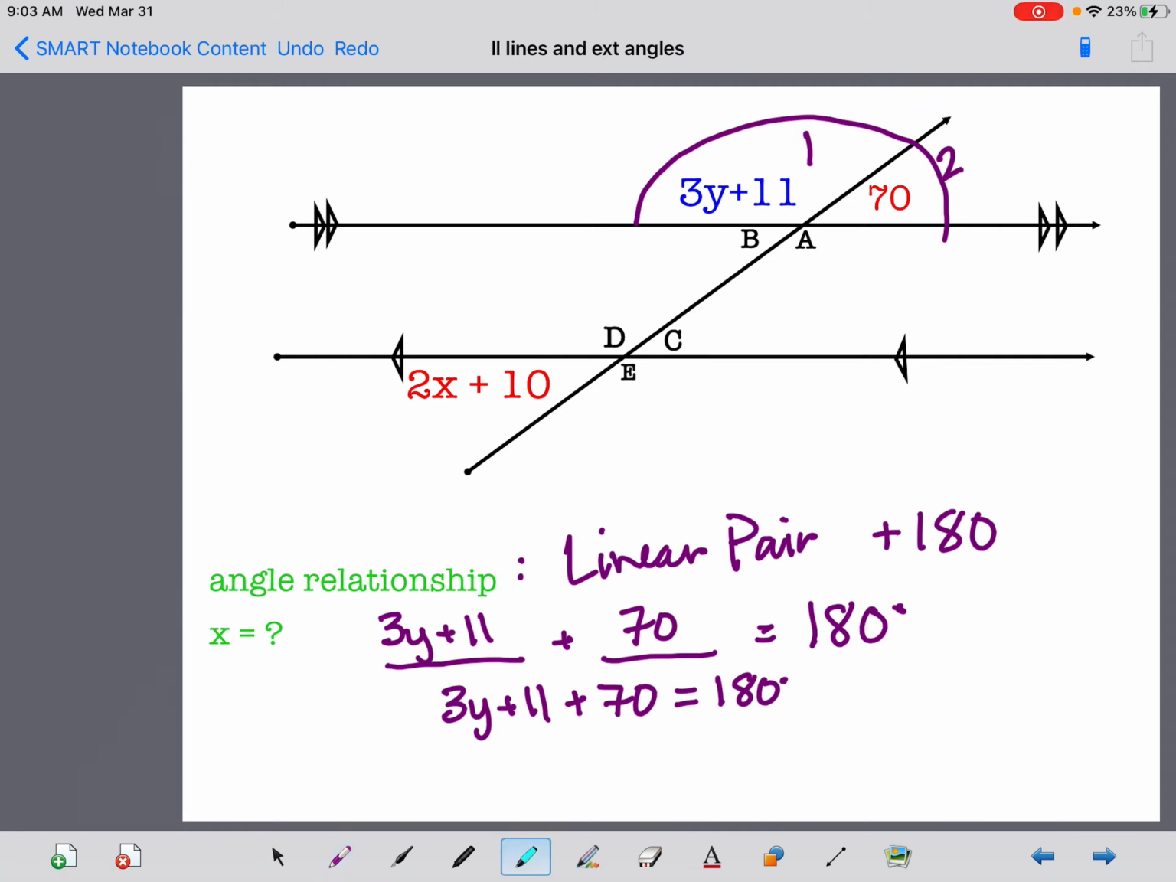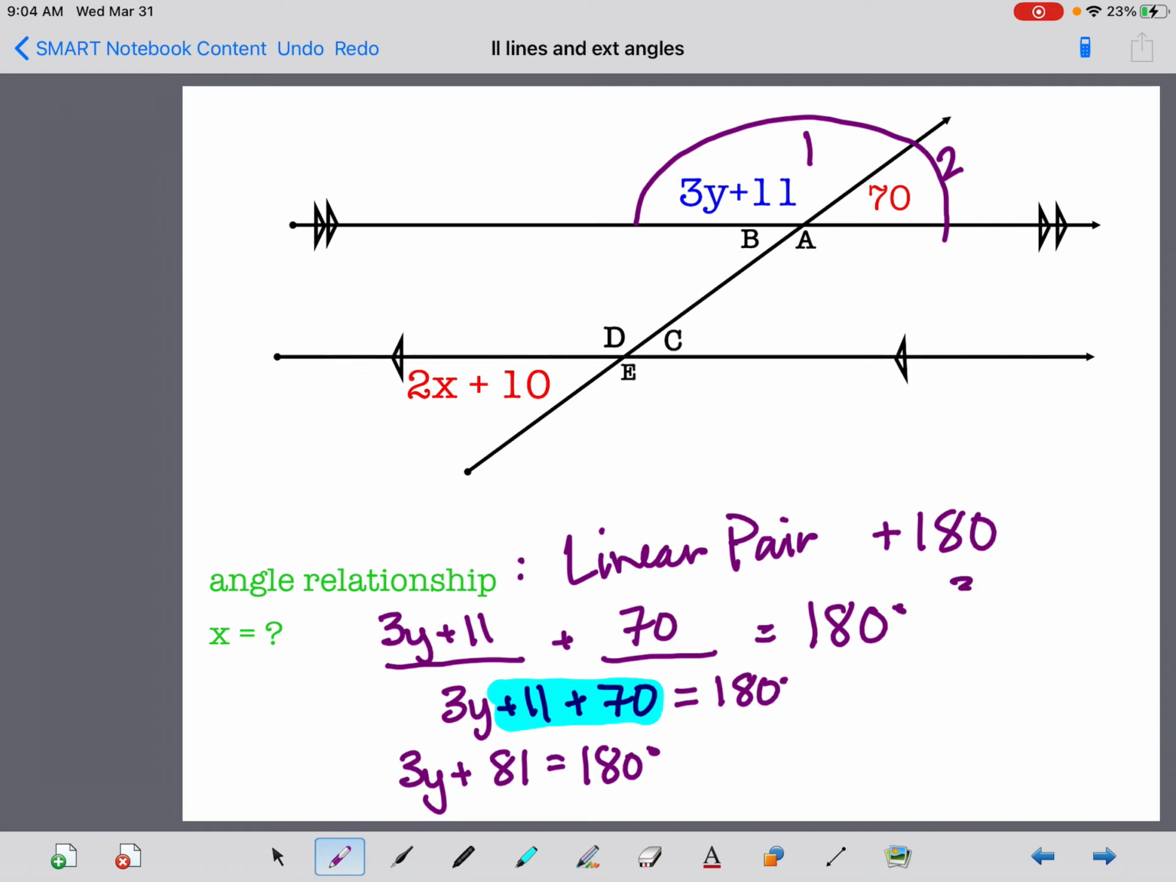When I solve an equation, the first thing that I want to do is combine my like terms. Here are a couple of like terms. 11 and 70 are both just plain numbers, so I can combine those and simplify this equation just a little bit. And I'm going to get 3y plus 81 is equal to 180 degrees. Now I can go ahead and solve this equation.